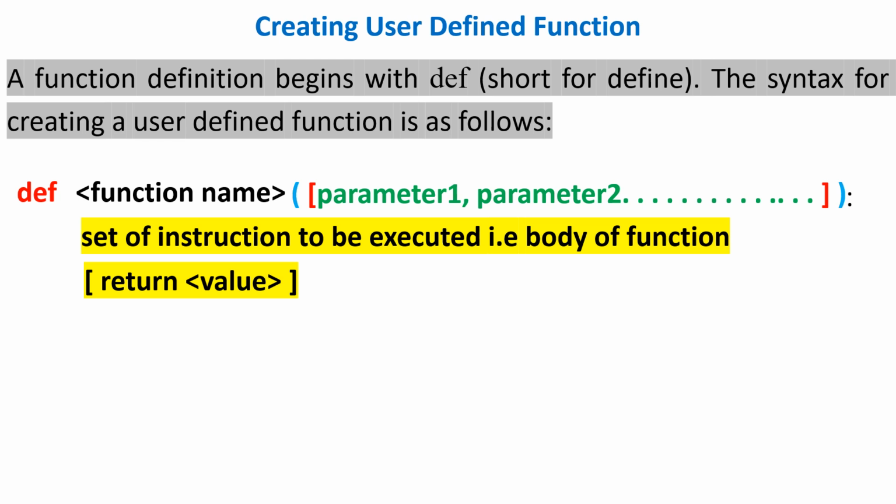After this, if you want to write the next statement, where should that be? Outside the function definition. That means it has to start from the position where we have written def, in the next line. That means after the return value, if it is returning a value, otherwise after the set of instructions, in the next line, it has to be written in the same position as the d of def. That means it should be written outside the indentation space.